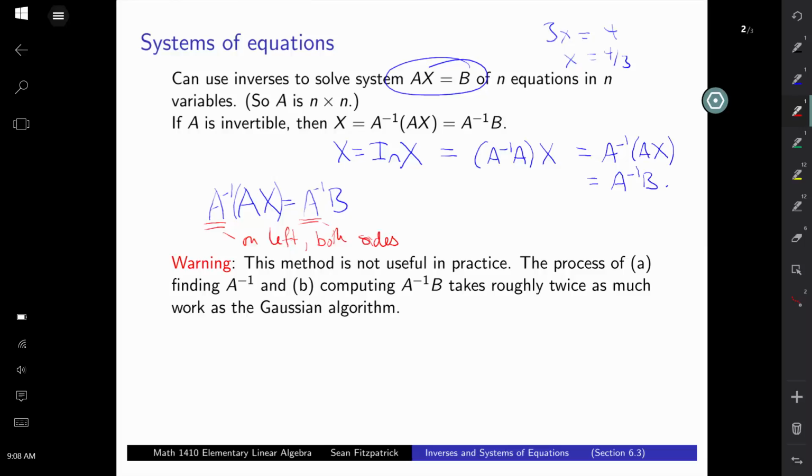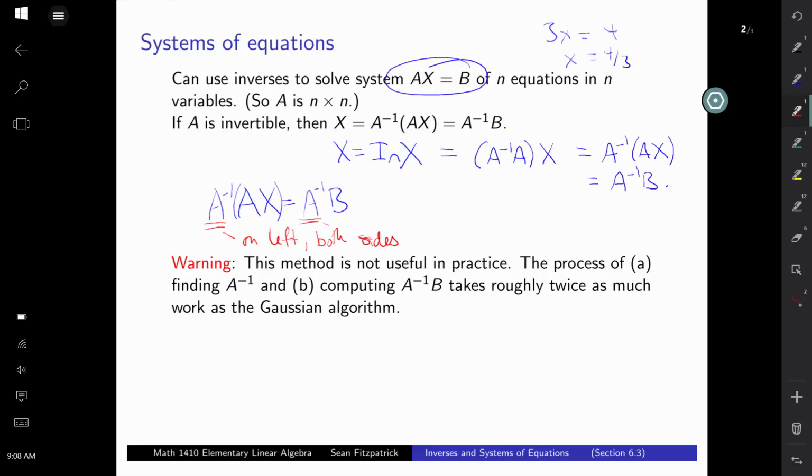This is the idea. And this method is attractive because it resembles what you're used to working with numbers, but practically it's not useful because we already had one method of solving a system of equations, which is to set up an augmented matrix and do row operations. And if you think about solving that system, what would you do? You would do row operations to try and reduce the matrix A down to reduced row echelon form. How would you compute the inverse? You would do row operations to reduce the matrix A down to reduced row echelon form.